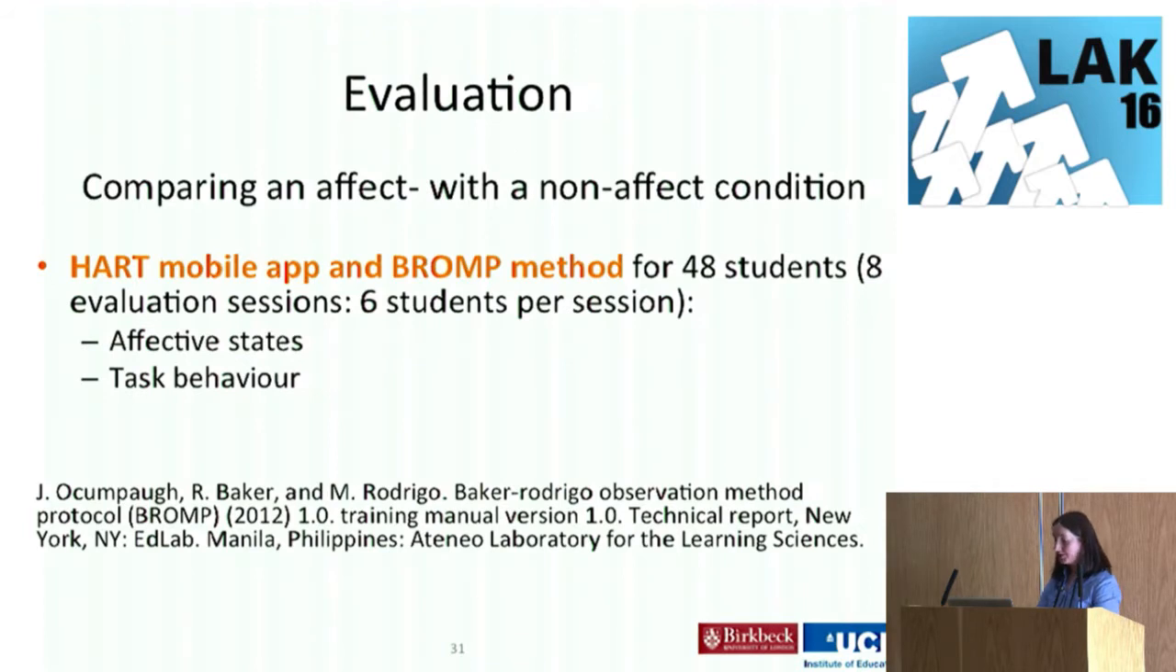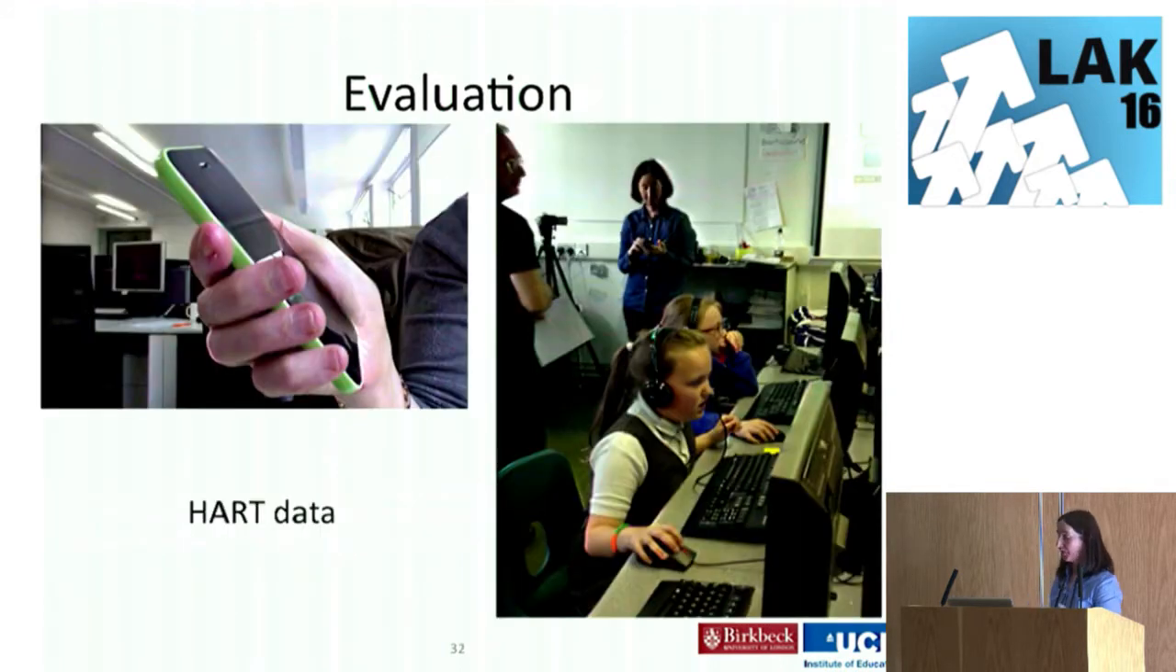During the evaluation, we annotated students' affective state with the HART mobile app and the prompt method with a subset of 48 students. So what this is, you have a mobile app and you annotate students' affective states with a particular protocol. And so you look at the students' facial expressions and at their body posture, as well as what they were doing on the screen, how well they were performing the task. And based on this, you make a decision of what type of affective state the student is currently in.